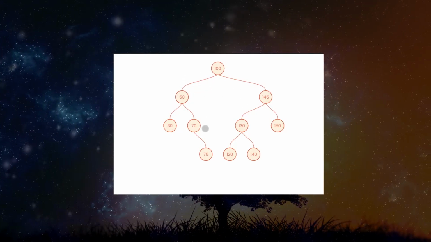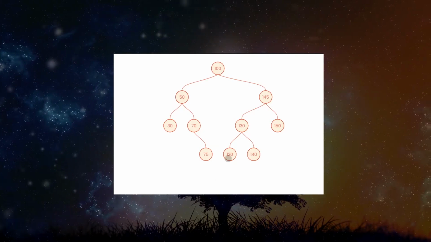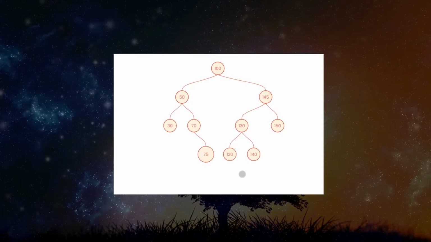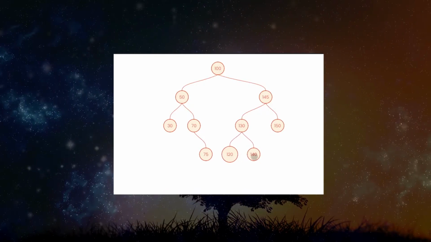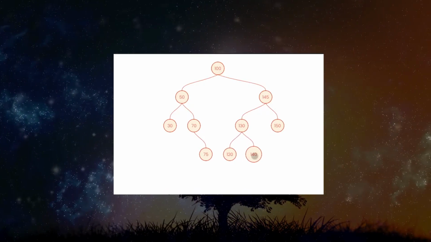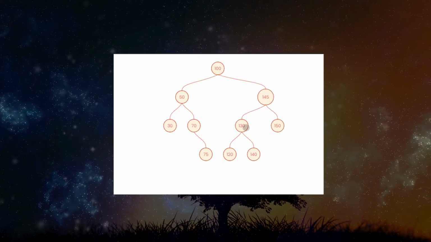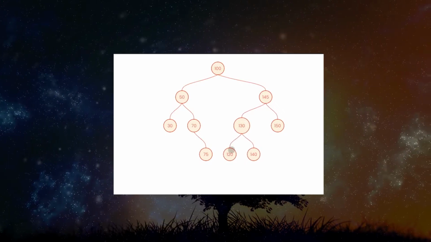Next, let me define a few more key terms concerning binary trees. The first is leaf node. A leaf node is a node that has no children. Second, sibling nodes. Two nodes with the same parent are known as sibling nodes. Third is subtree. A subtree of a particular node is a tree that is formed by its children and their children and so on. In this case, this will form a subtree.